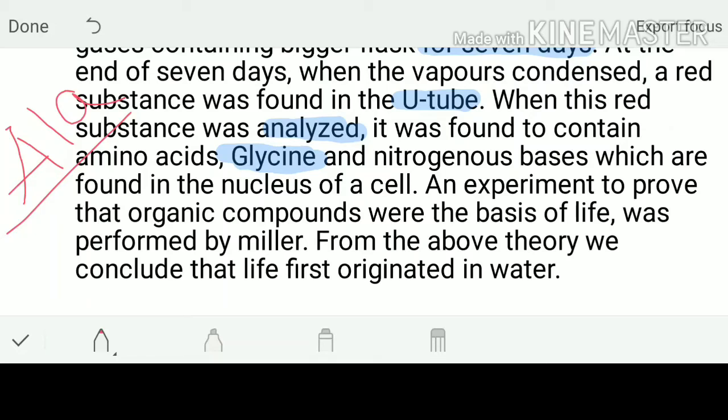Here again, some nitrogenous bases were also there, and ultimately with the help of those nitrogenous bases he gave the conclusion that these are present in the nucleus of the cell. So ultimately this experiment was to prove that organic compounds were the basis of life, that life has originated from non-living matter which is organic in nature. From the above theory we can conclude that life also originated in water, because the smaller flask was having water. So please keep this in mind as well.